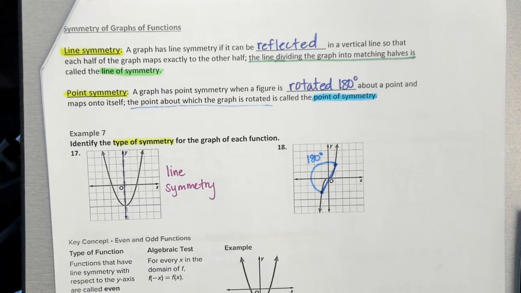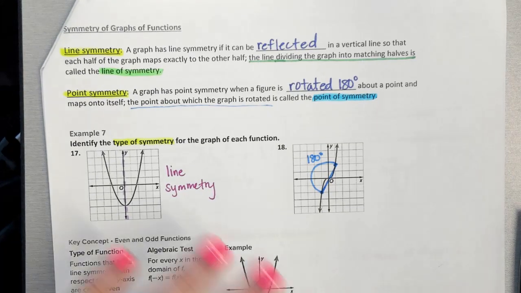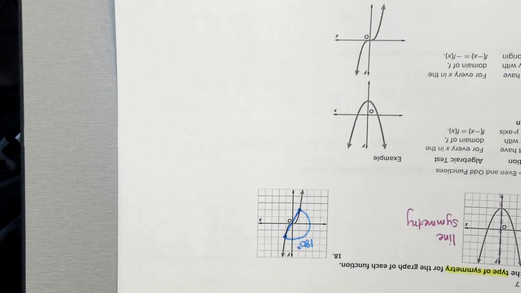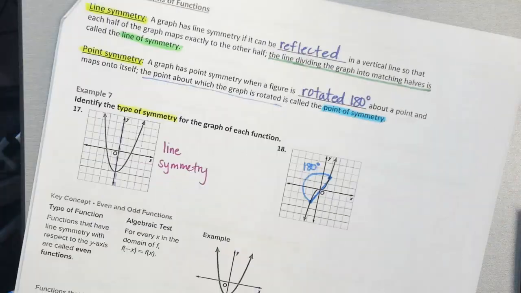Another way you can do this is 180 degrees is the same thing as turning the paper upside down. So if you turn the paper upside down and it's the exact same, okay, then it's going to have point symmetry. Okay, so this one has point symmetry.